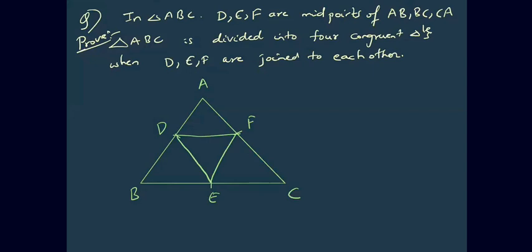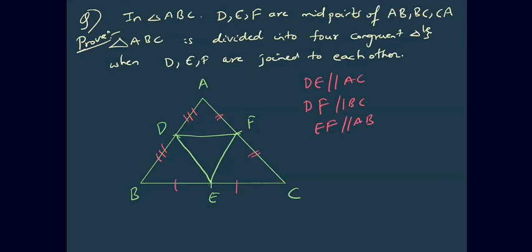Okay, so let us do this. Now you can notice that D and E are midpoints of the sides BA and BC. So I can say that DE is parallel to AC by the midpoint theorem. Similarly, I can say that DF is parallel to BC by the midpoint theorem. And I can also say that EF is parallel to AB by the midpoint theorem.